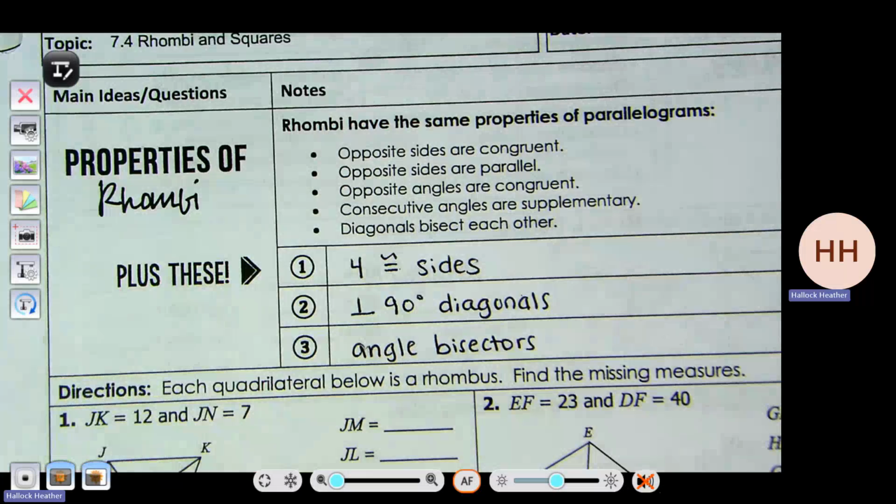Okay, so let's go to number 5. Take a second. Once you have 1, 2, and 3 added to your picture, go to number 5. You're going to put your numbers in your picture.